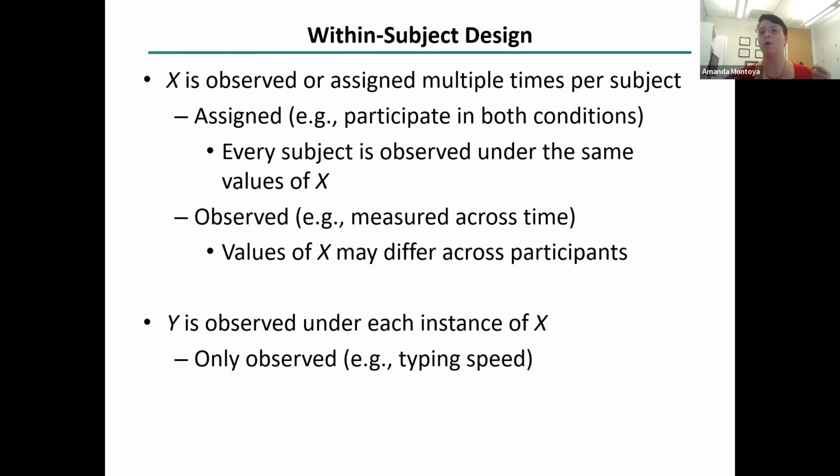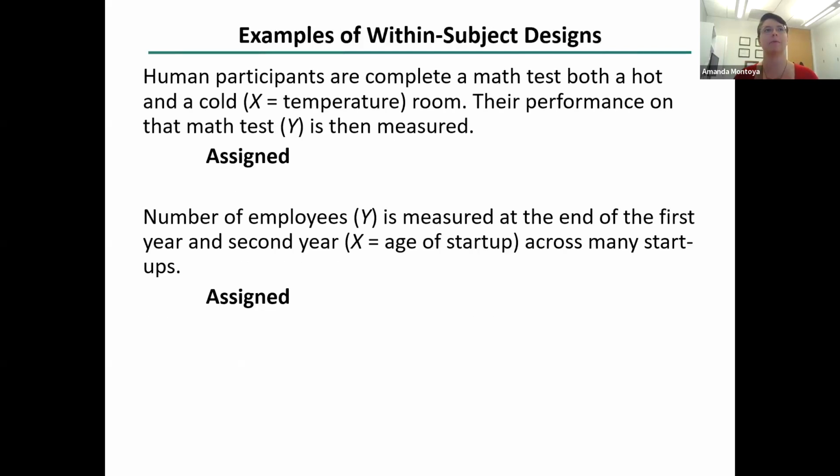I can assign when I survey you. And that's the case in this example, is that we have assigned when we collect data from these specific companies. So all of the companies, their age of startup is going to be the first year and the second year, and they're going to be at the exact same point for every startup. So in this case, it is assigned. It is not randomly assigned. Whereas if we just surveyed some startups, maybe they might vary in how old they are. And in that case, it would be observed.